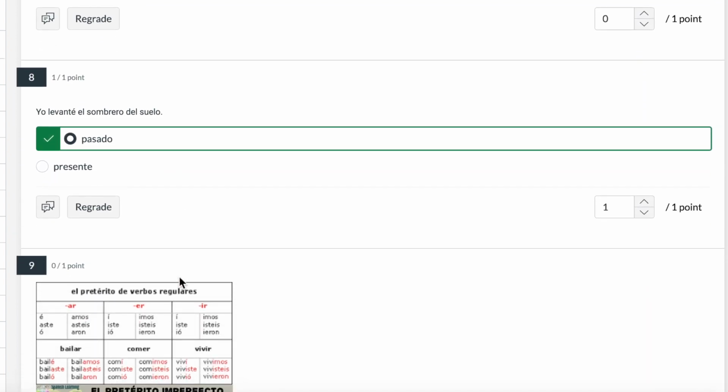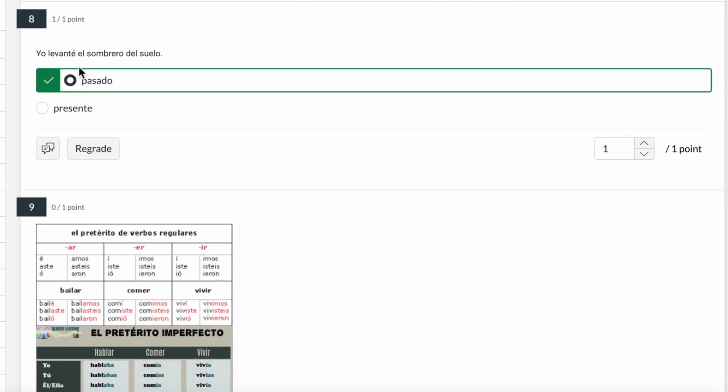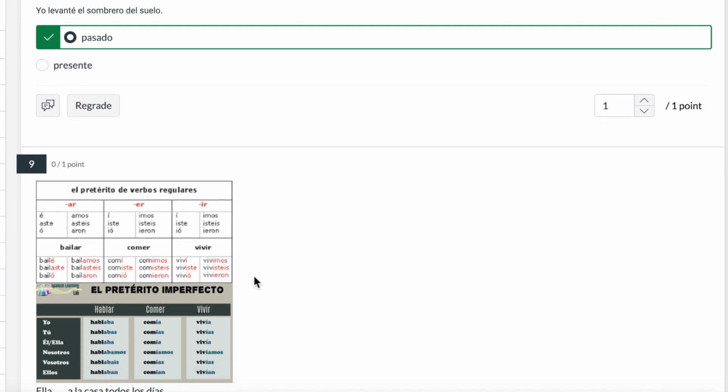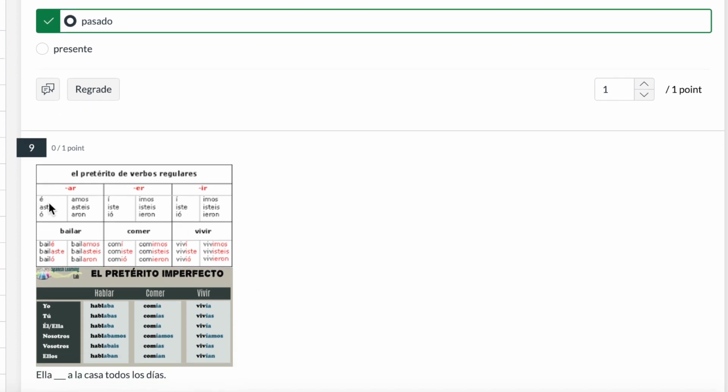Yo levanté el sombrero del suelo. The verb is levanté. I lifted the hat from the floor. How do you know it's past tense though? So it ends with E with an accent. Does that show up anywhere? If it does, it's past tense. Ba-boom, right there. Yo form, AR, preterite.